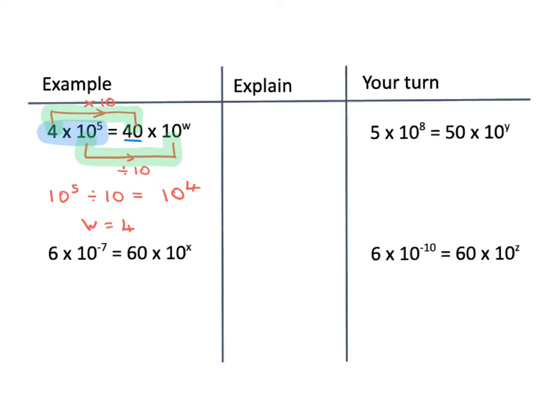So we've multiplied the first number by 10, and we've divided the second number, the power, by the same number, 10. 10 to the power of 5 divided by 10 is 1 less power of 10. It's 10 to the power of 4. So W is 4. The number on the right-hand side would be 40 times 10 to the power of 4.